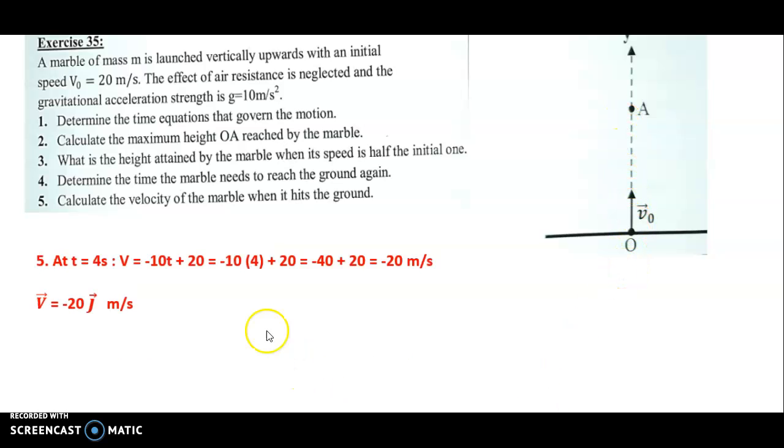Now finally calculate the velocity of the marble when it hits the ground. At t equal 4 seconds, v equal minus 10t plus 20, minus 10 times 4 plus 20, minus 40 plus 20, minus 20 meters per second. Why did we obtain a negative value? Because it's moving in the negative direction of the y-axis. So as a vector, we need to express it as a vector because we're asked to find the velocity. So v vector is minus 20j vector. Why did I use j? Because you know that j vector is the unit vector of the y-axis. So it's minus 20j meters per second.